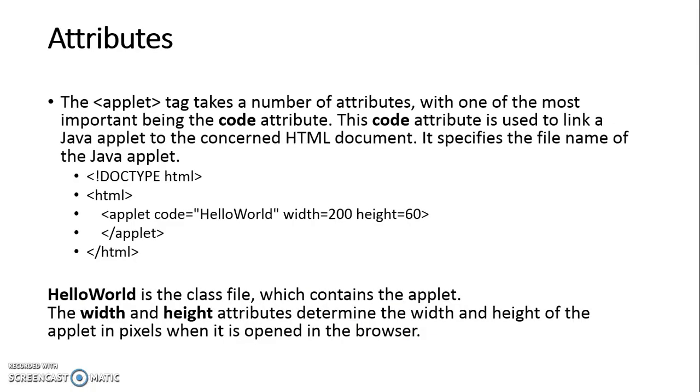Now we will see the attributes in applet. The applet tag takes a number of attributes, among which one of the most important is the code attribute. It is used to link the Java applet to the concerned HTML document.